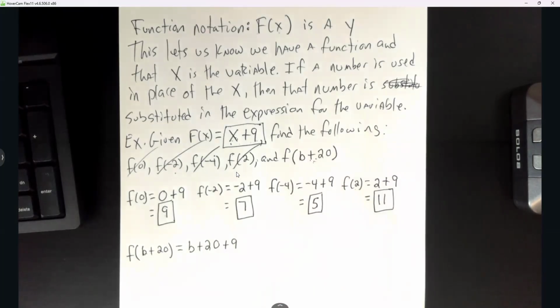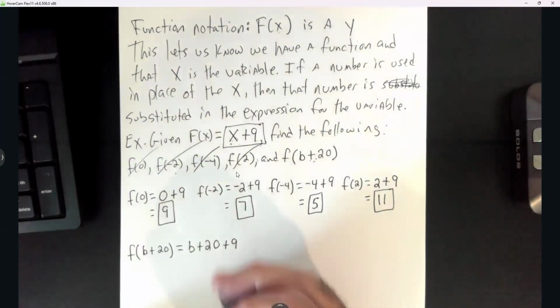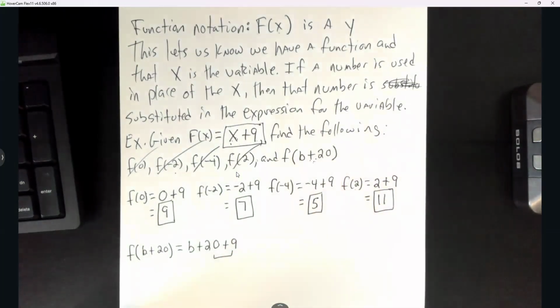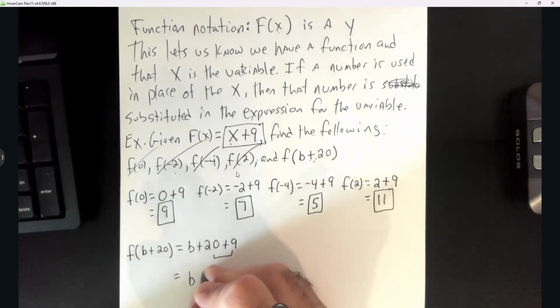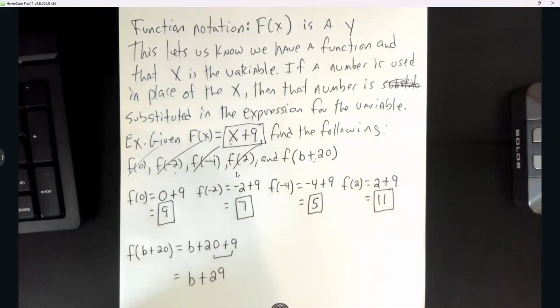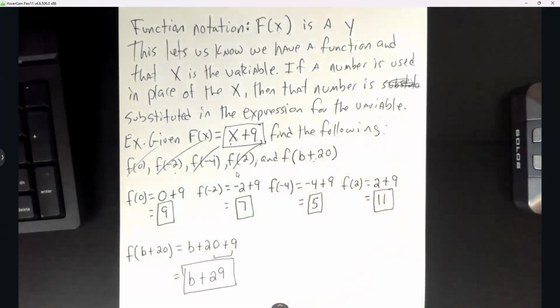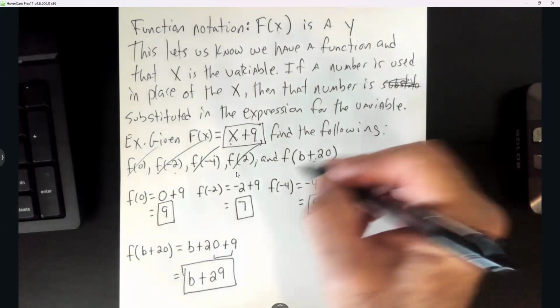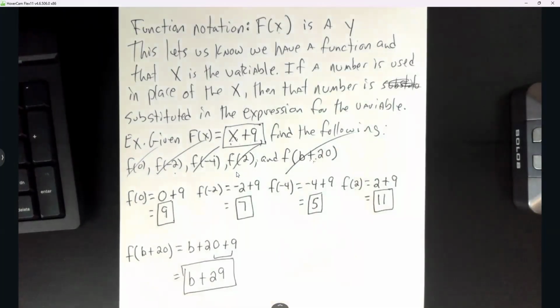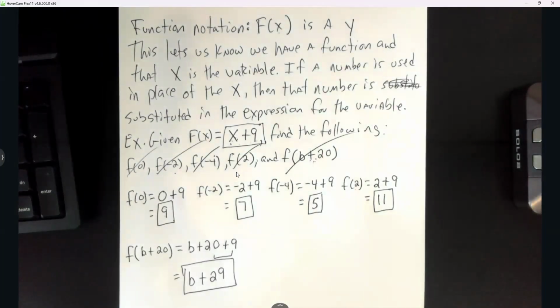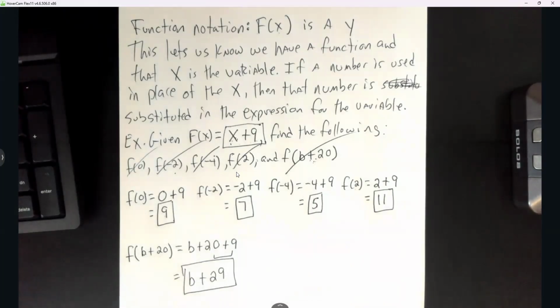Good job, y'all. We can definitely go further. Because remember, good job. Y'all did it. Y'all added them like terms together, and we got a b plus 29. Cannot go any further, so final answer. All right, so that takes care of our f of b plus 20. So they're going to play with you a little bit and throw variables at y'all to see what you're going to do with them variables, okay?